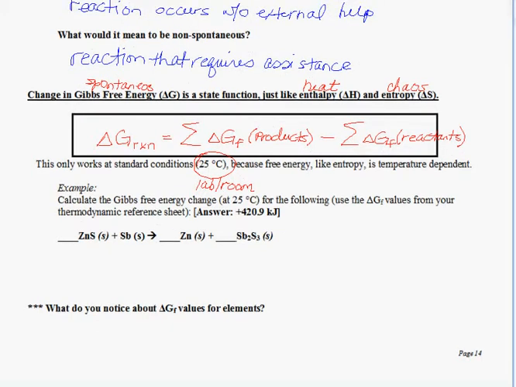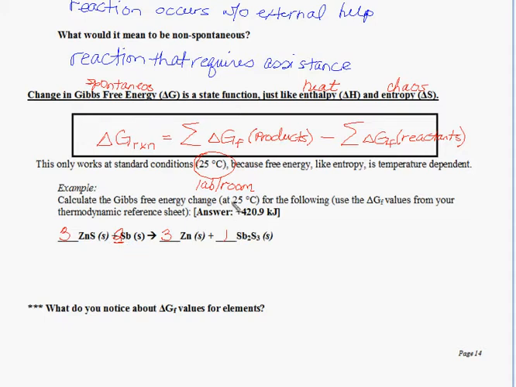So the first thing you want to notice is that our reaction has not yet been balanced. So we need to do that first. Let's go ahead and put a 3 in front of the ZnS and a 1 in front of Sb2S3. That will give us 3 in front of zinc and a 2 in front of the Sb. And I apologize that I forgot the line right there.